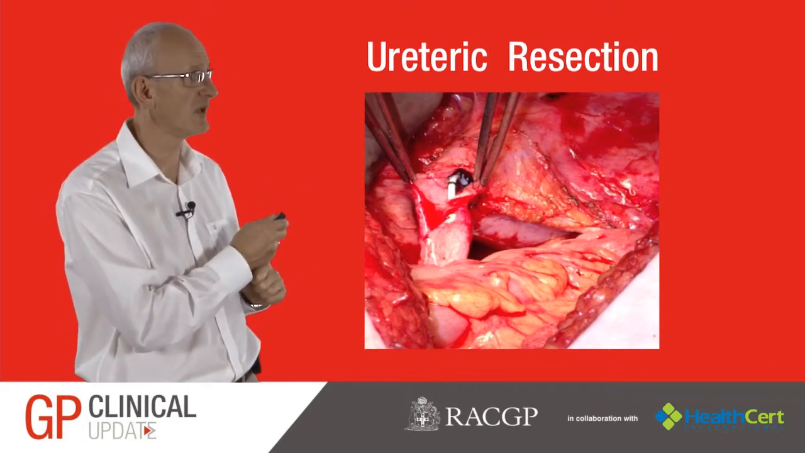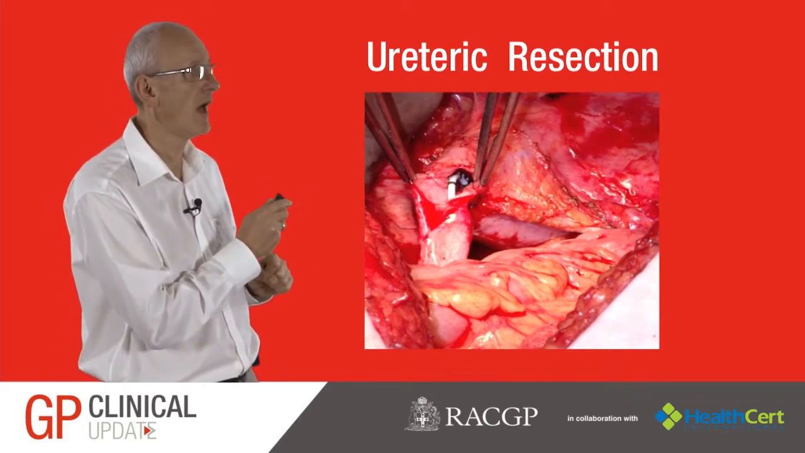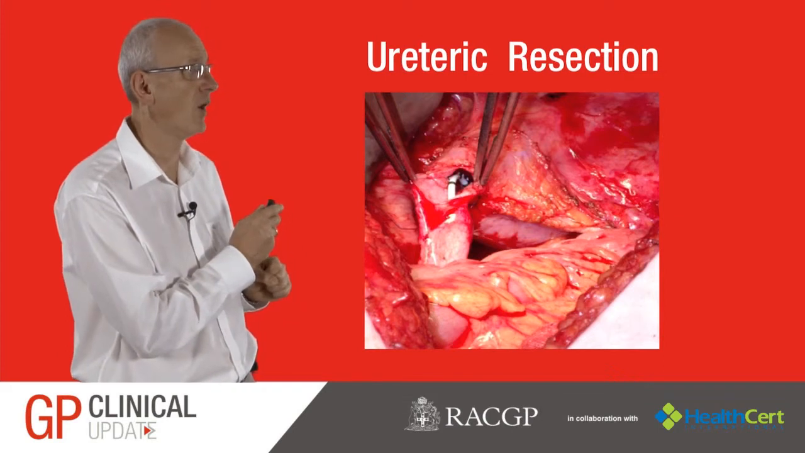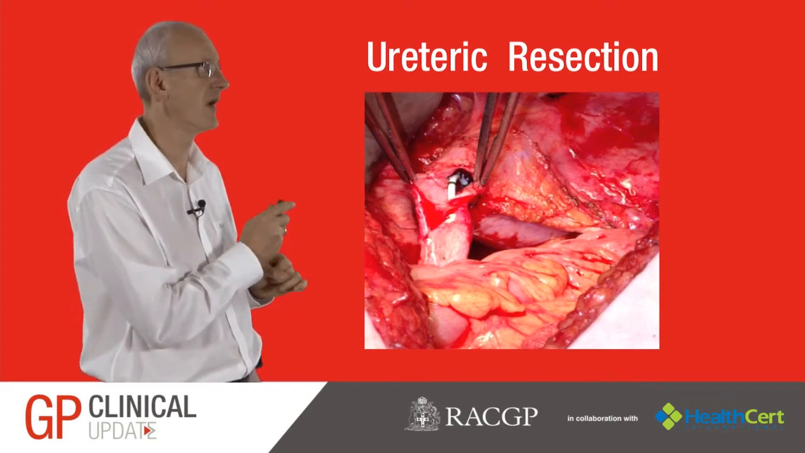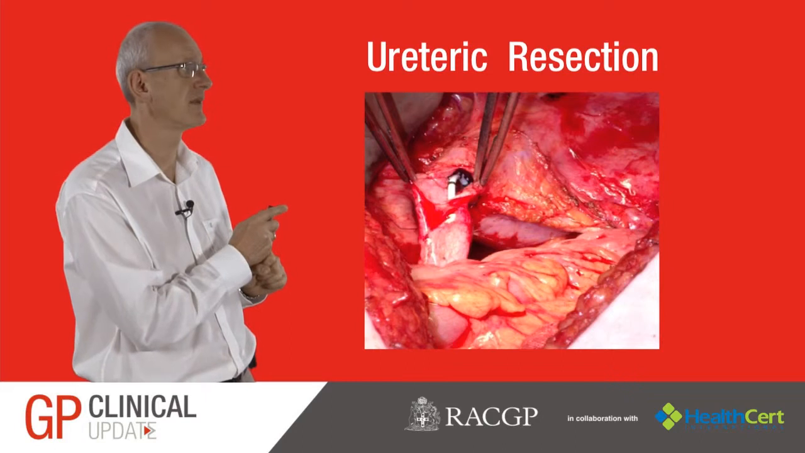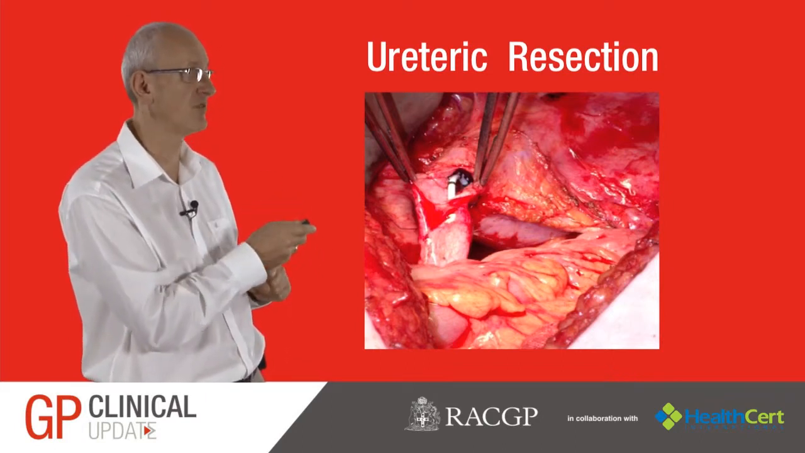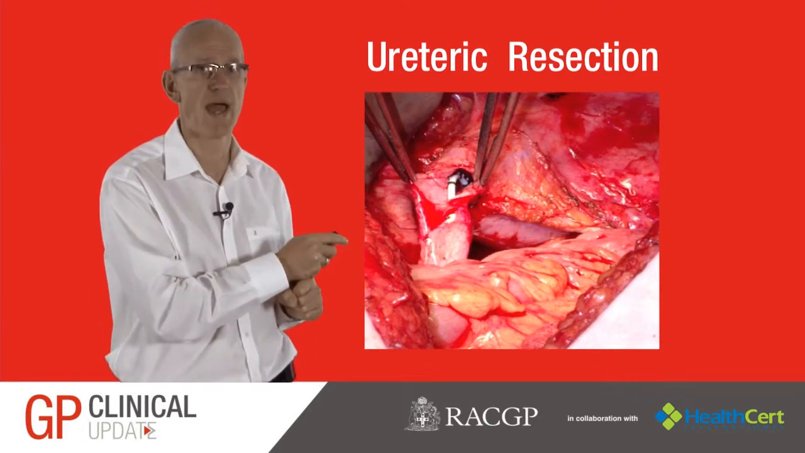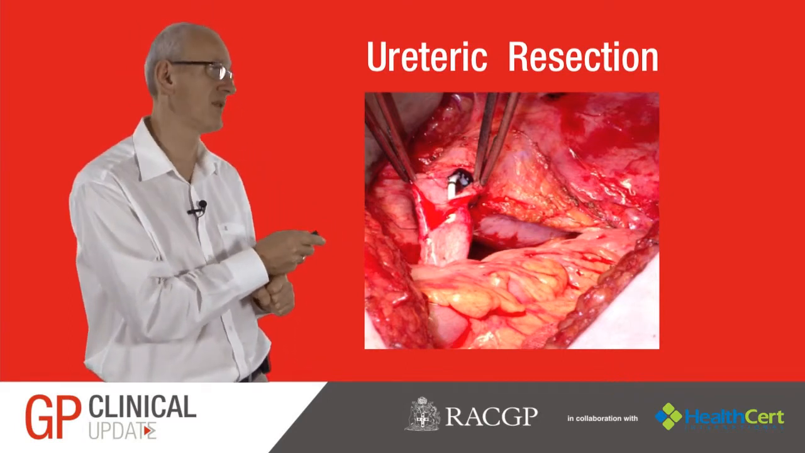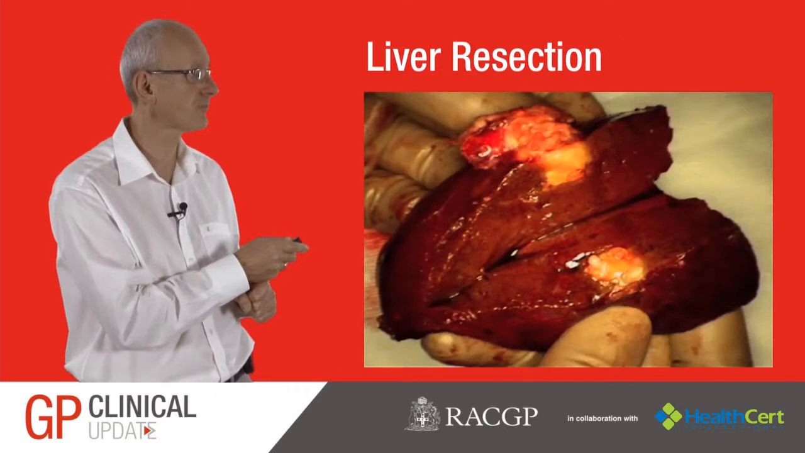We resect the ureter, and on this picture you can see a ureteric stent on the left-hand side, and the ureter there, and the ureter is just plugged into the bladder on this image. This happens to be a patient who also had a rectal resection with an end-to-end anastomosis.